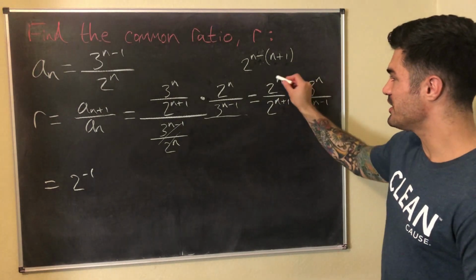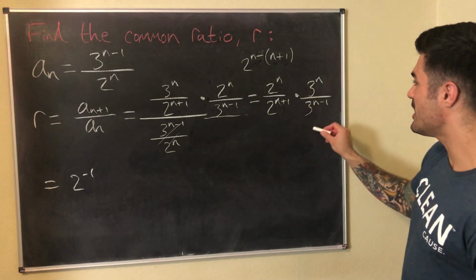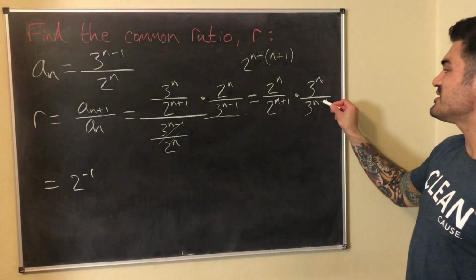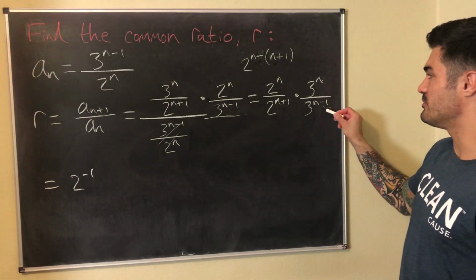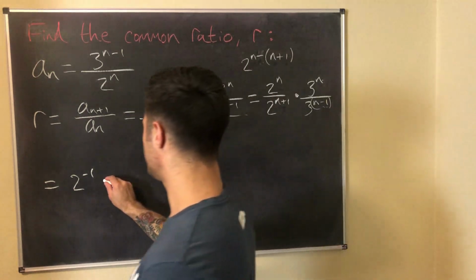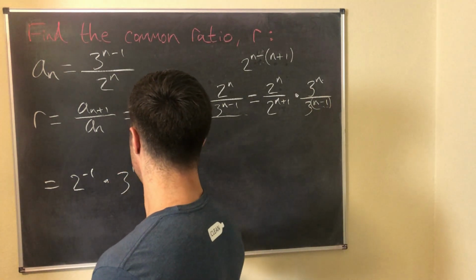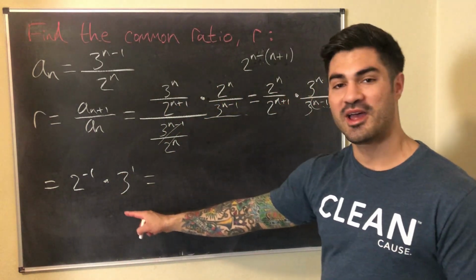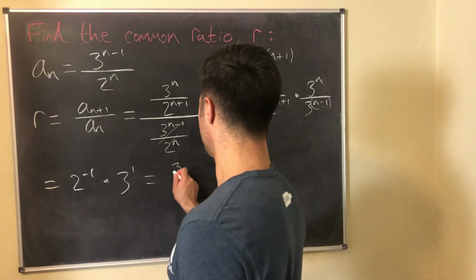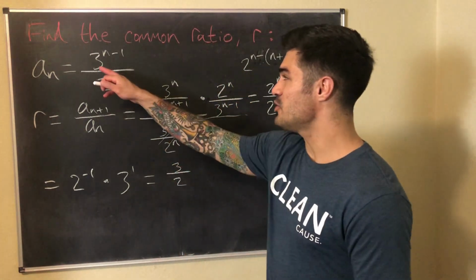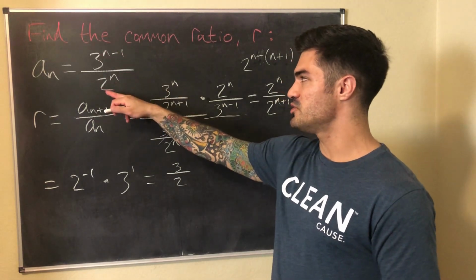So that's what this whole thing is equal to, 2 to the negative 1, times, we can do the same thing here, n minus n, those cancel, minus negative 1, that's positive 1, because again, this is in parentheses, I'm subtracting the whole thing. So times 3 to the positive 1 power. 2 to the negative 1 is the same as 1/2. So really what I have here is 1/2 times 3, which is 3 over 2, and that is our common ratio, right? So that's still what we have here, 3 to the n minus 1 over 2 to the n.